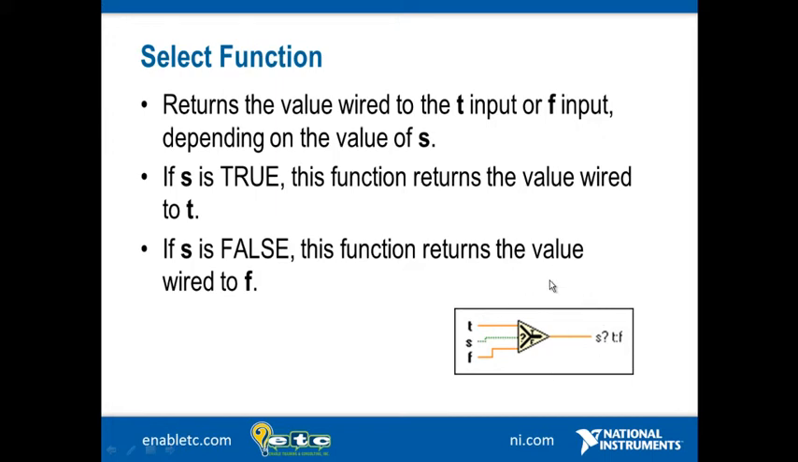We've already seen a structure that would allow us to achieve the same behavior, and it's called the case structure. The benefit of the select function over the case structure is when you only have one value to choose between, two values but one signal wire, then it allows you to save a lot of space and not have to wire up a case structure and put the T or the F values through the case structure.